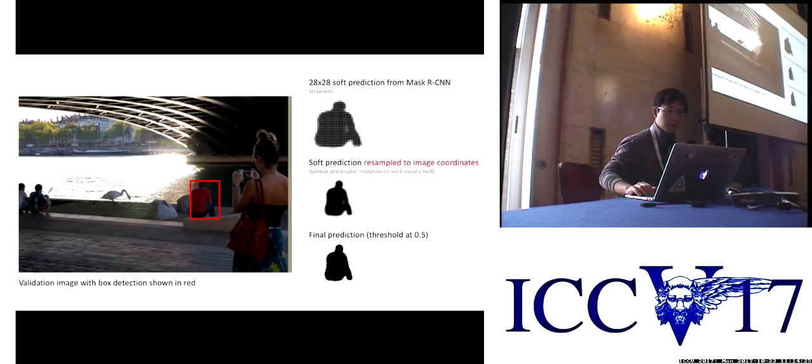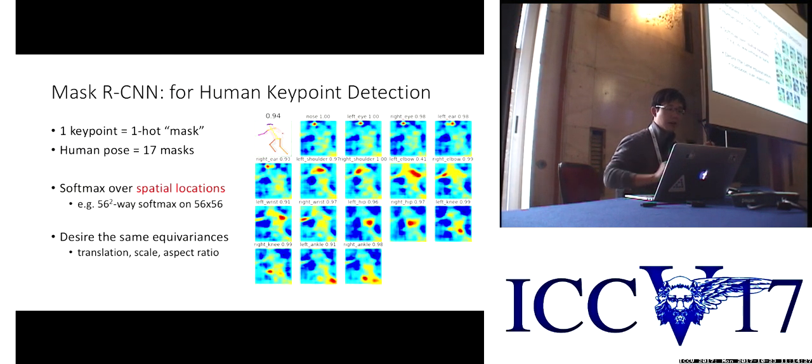I'm going to skip some of these technical details. And finally, I will talk about a very simple generalization of Mask R-CNN for keypoint detection. Actually, we can think of one keypoint as a one-hot mask, and then a human pose can just be categorized as, for example, a 17-keypoint mask. So in this case, we use softmax over the spatial localizations to encourage a one-hot output.